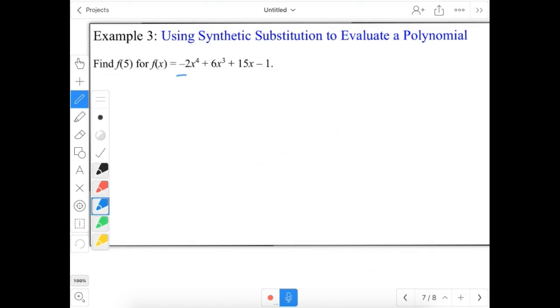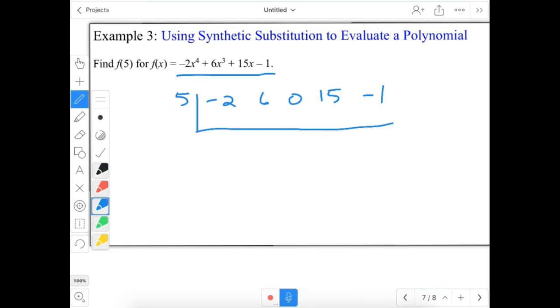In this example, I want you to look up here and notice we're missing an x squared. So I'm going to have to put in a placeholder, just like I would with long division. And since they give us f of 5, I put a 5 out here. I don't have to flip that. So my numbers are negative 2, 6, 0 for the placeholder, 15, and negative 1.